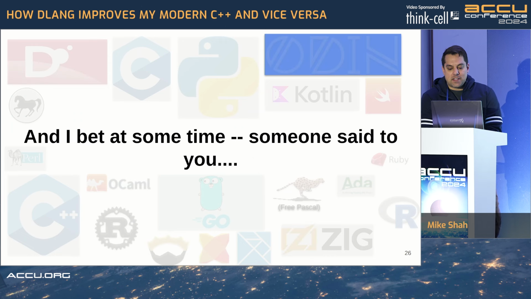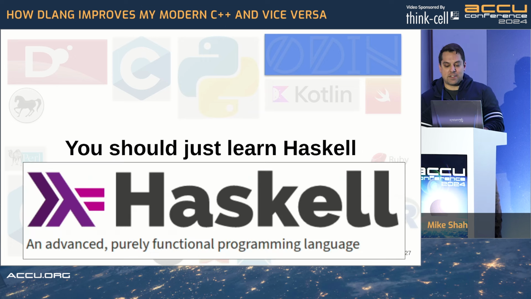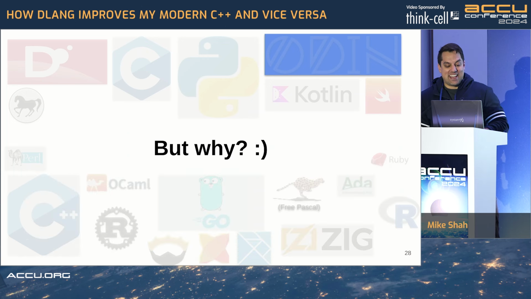And I bet at some time, someone also said to you this when looking at programming languages. They said, you should just learn Haskell. So, it's just the right language. It'll teach you how to think, and it's the best, and it's pure, and all these things. And, you should learn it. You should take a look here as we go through this talk. But the question is, again, why here?